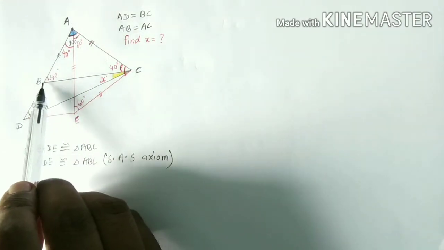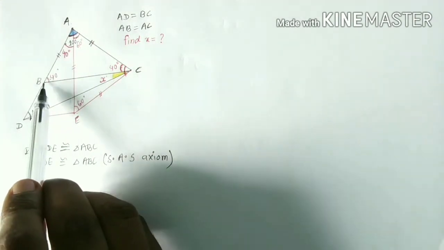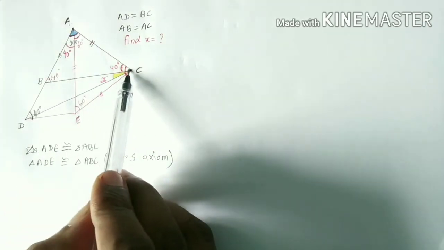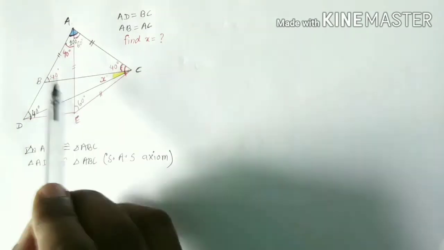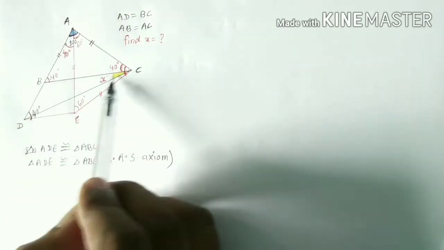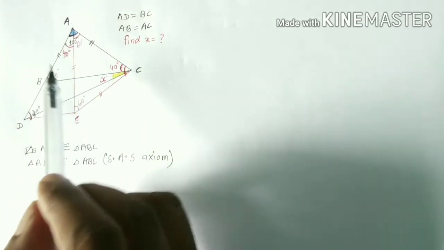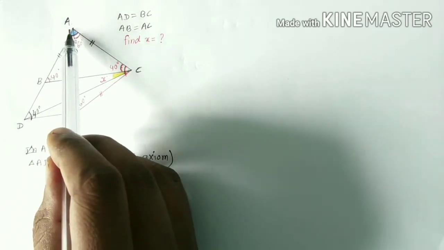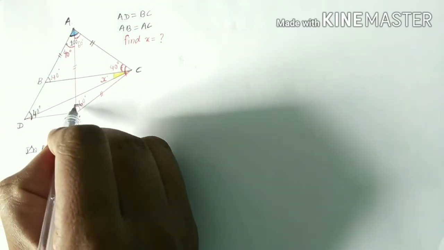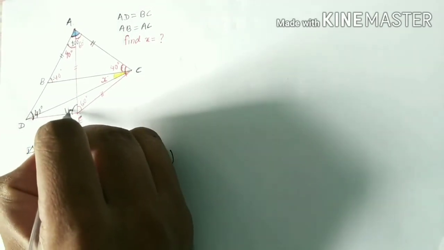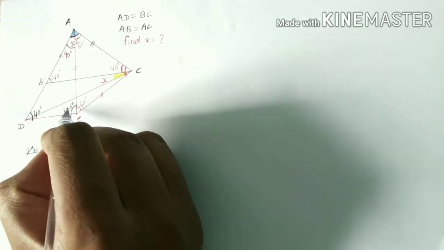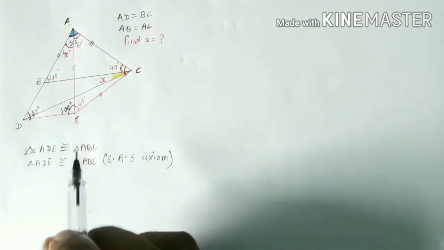And then we can see in the triangle ABC that the corresponding angle of side BC is 100 degrees. So the corresponding angle of side AD will also be 100 degrees. So this angle also becomes 100 degrees, because as we know, the corresponding angles of congruent triangles are equal.